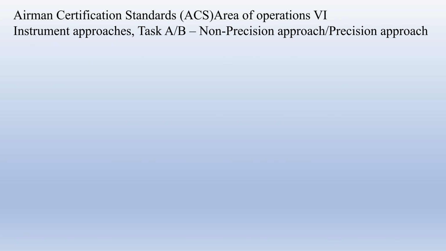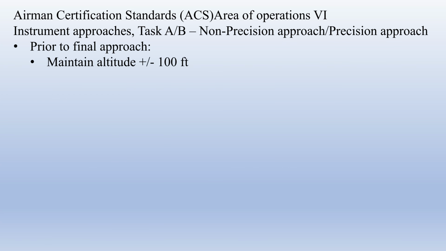So when can you consider yourself proficient at these approaches? You kind of have to cobble together standards for these approaches from both Task A and B of Area of Operations 6 from the Airman Certification Standards for the instrument rating. Task A is the non-precision approaches and Task B is the precision approaches, and it kind of has elements of both. When you're prior to the final approach fix, it's just like any other approach.